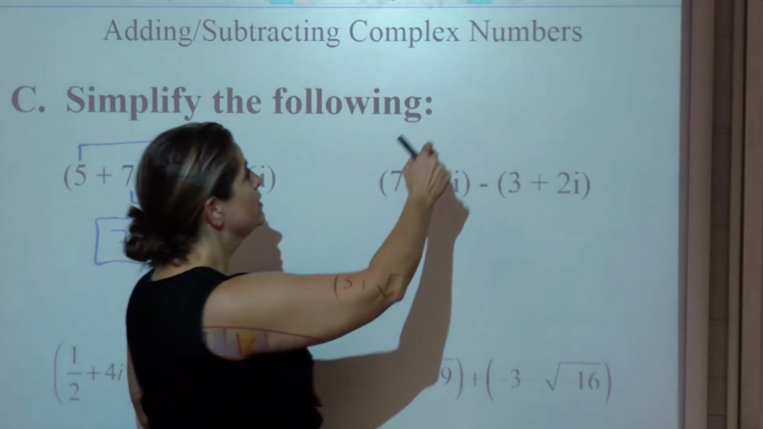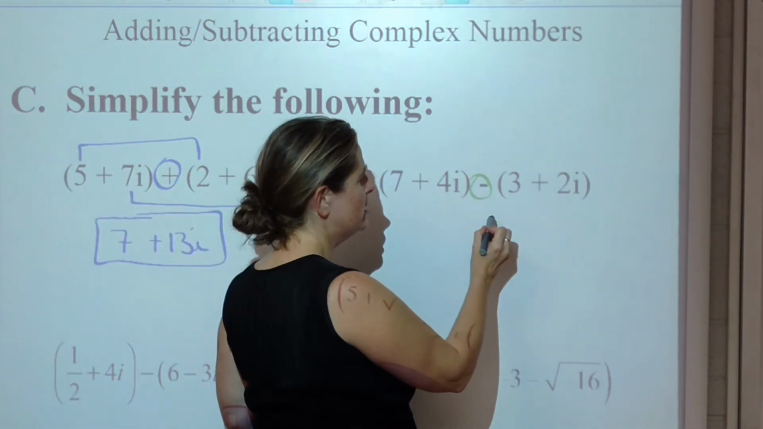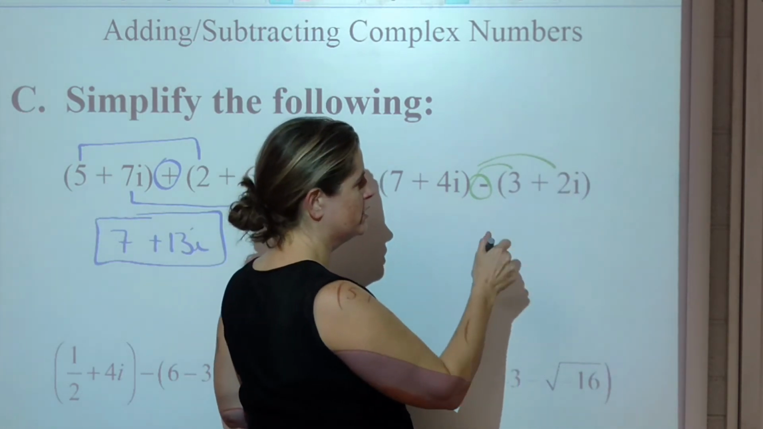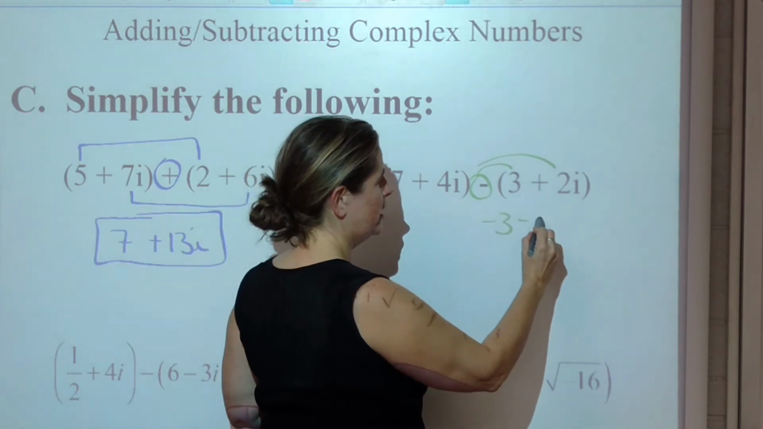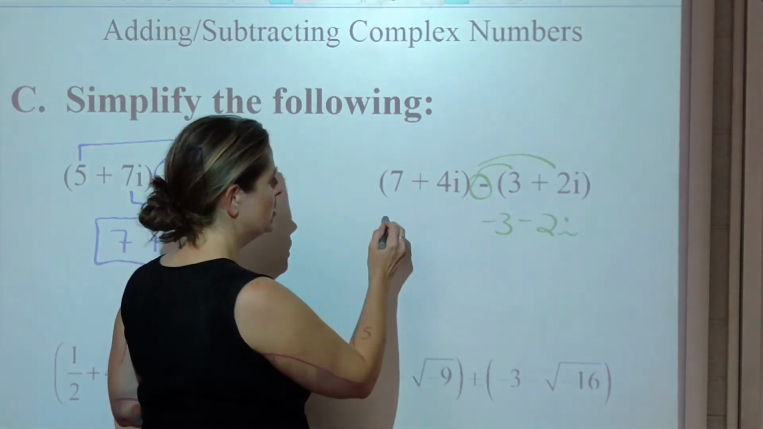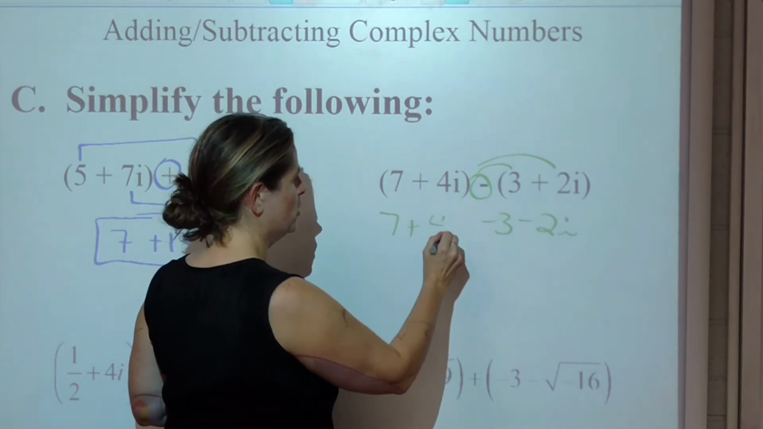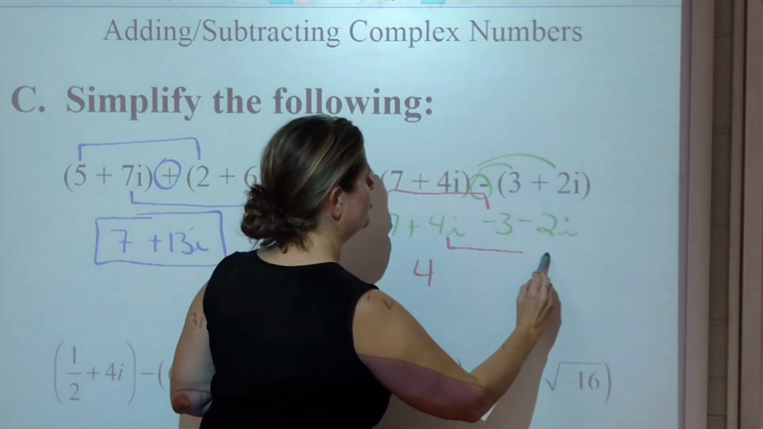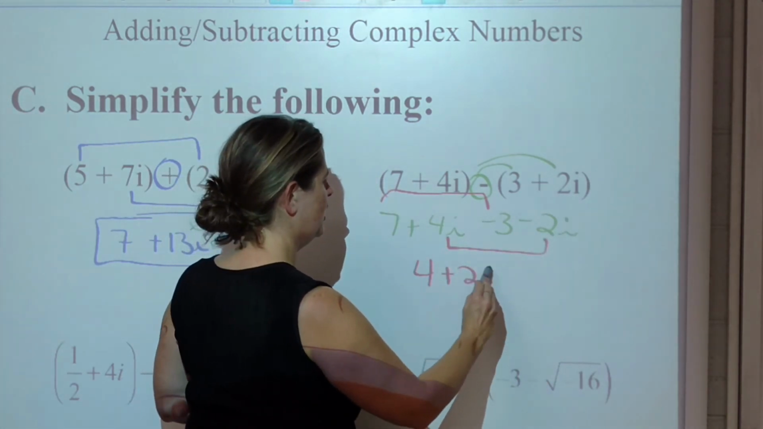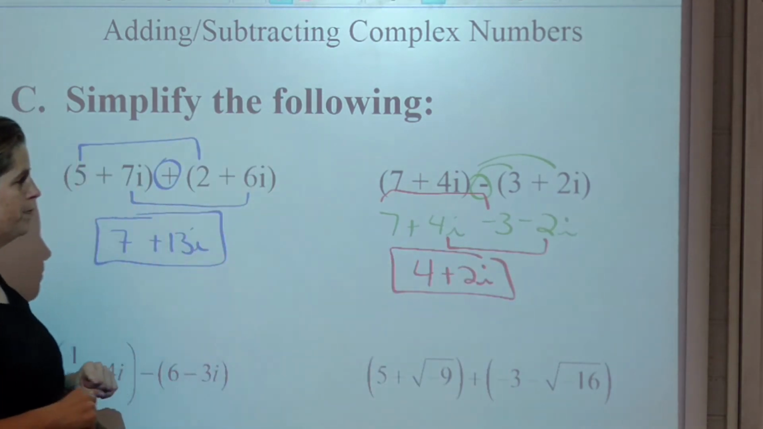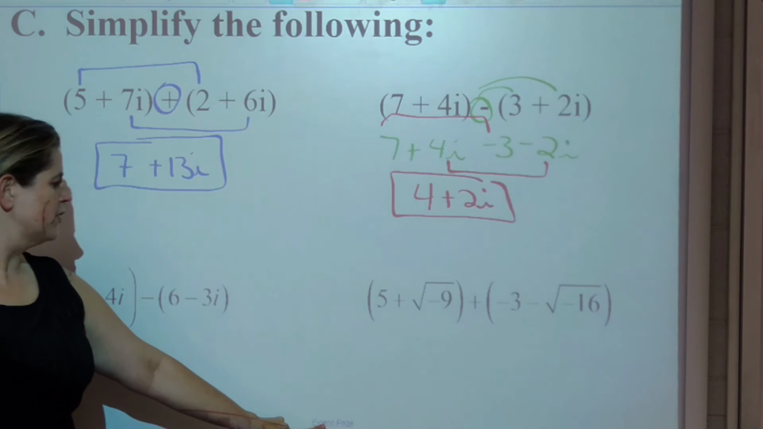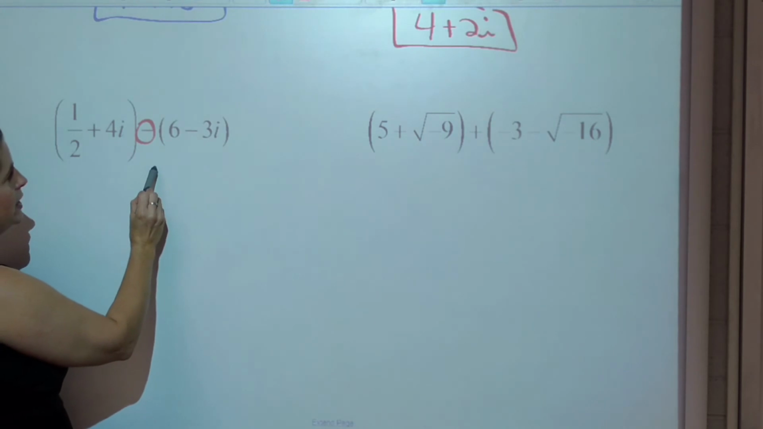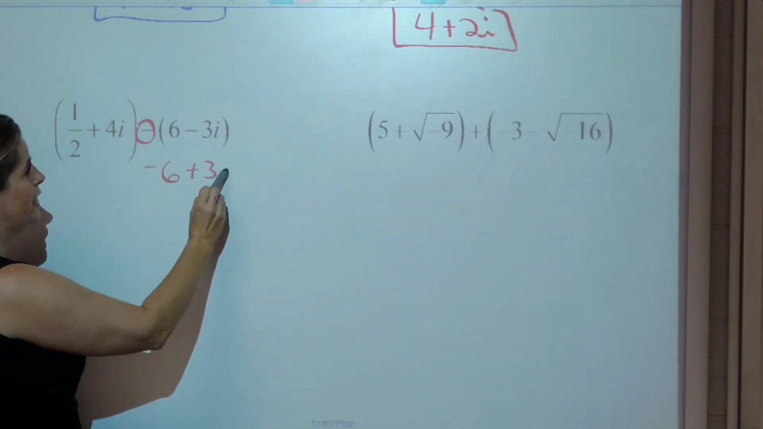When you're subtracting, the same thing applies, but since it's subtracting, it's a good idea to go ahead and distribute that so you don't mess up the signs, especially on the second part. So we'll get a negative 3 and a negative 2i. And I'm going to combine my positive 7 and my 4i with that. When I put the real parts together, I get a 4. When I put the imaginary parts together, I get a positive 2i. There's my answer. It works the same even if there are fractions in the problem. This one is subtraction as well, so that'll be negative 6 plus 3i.